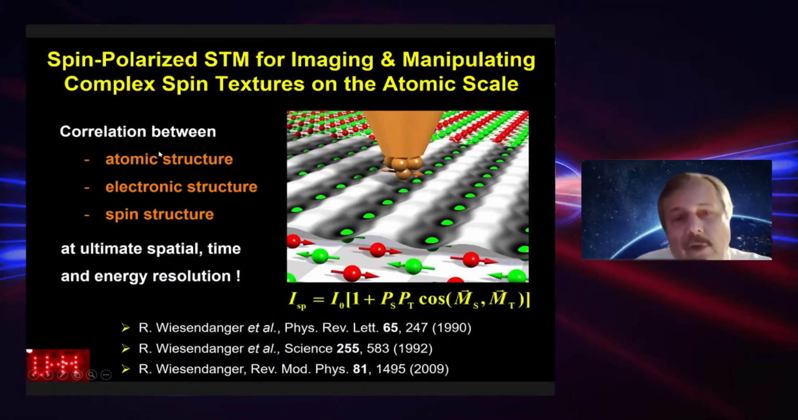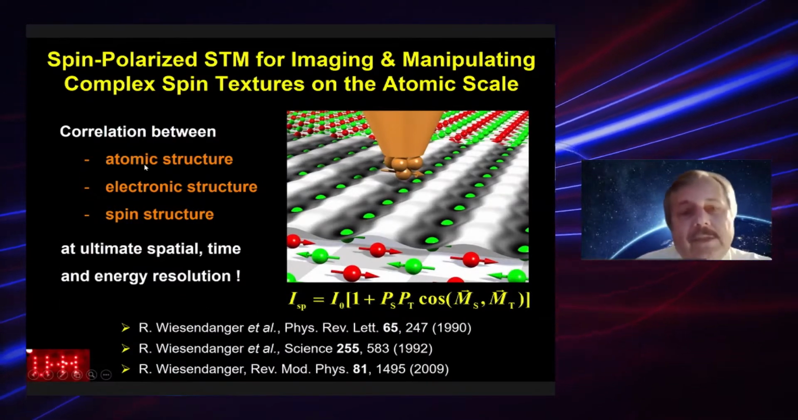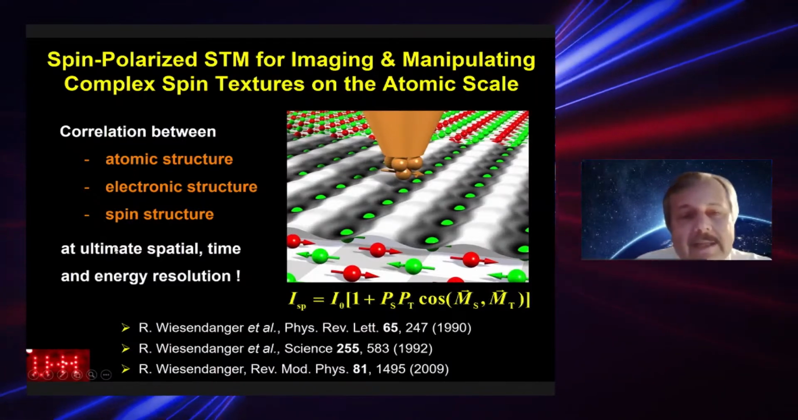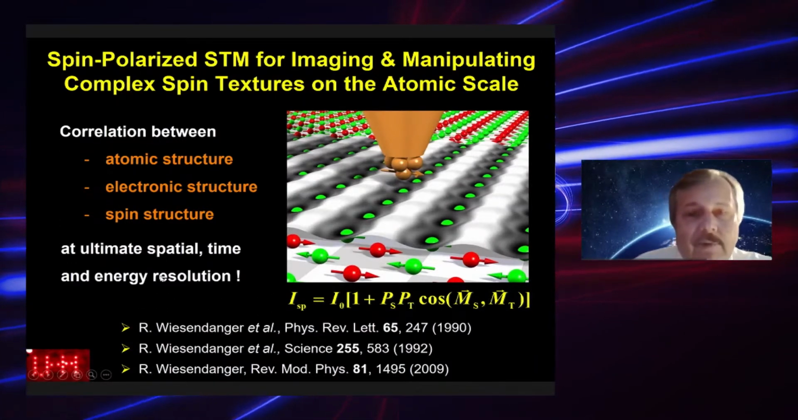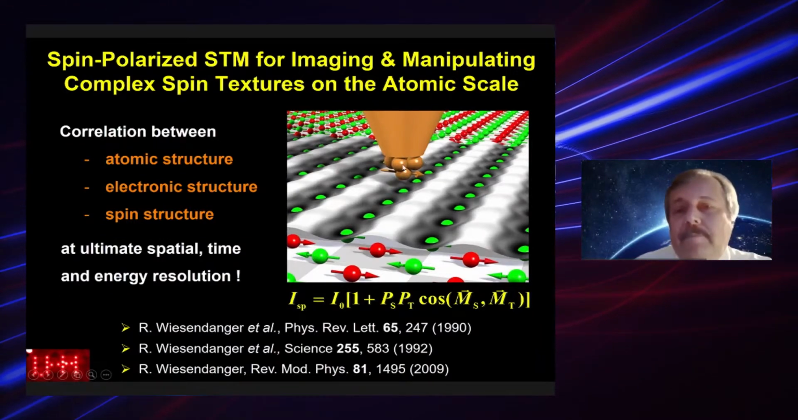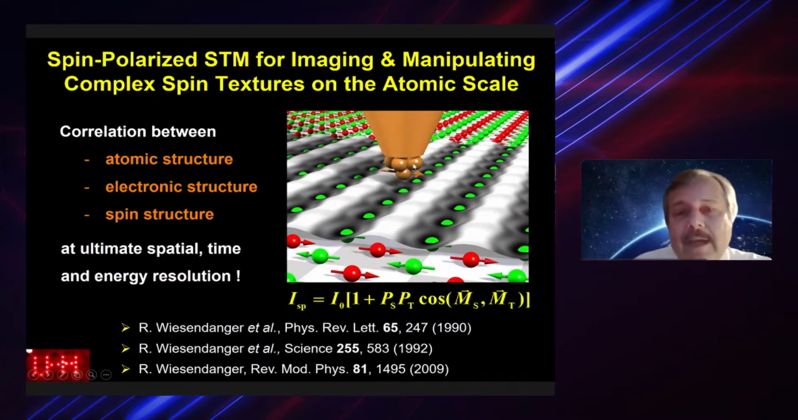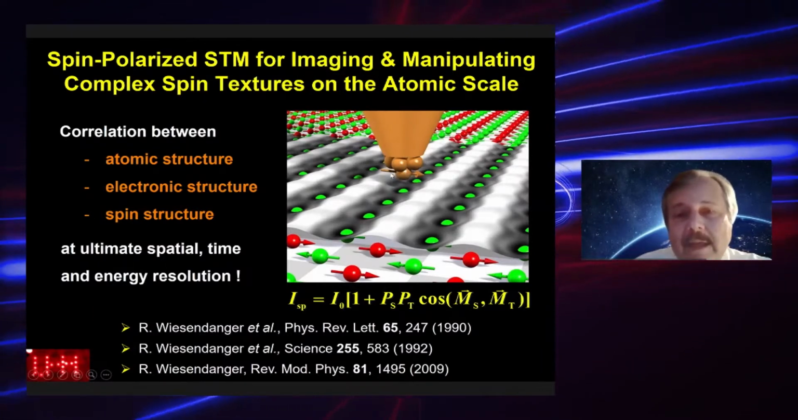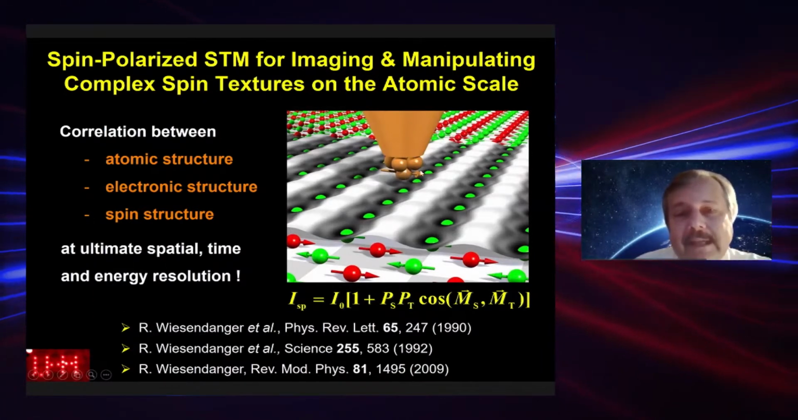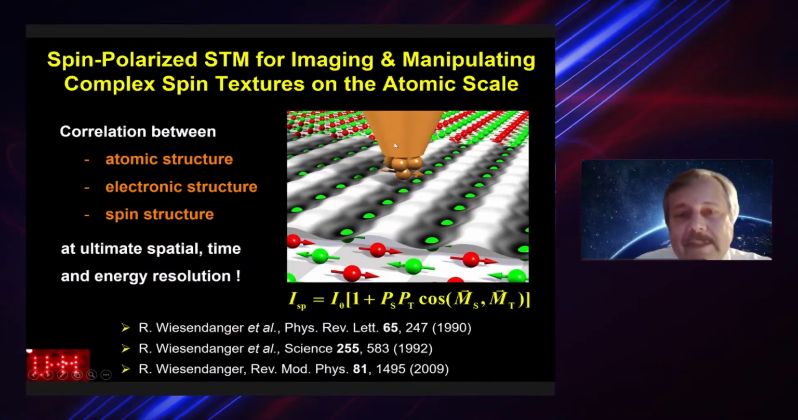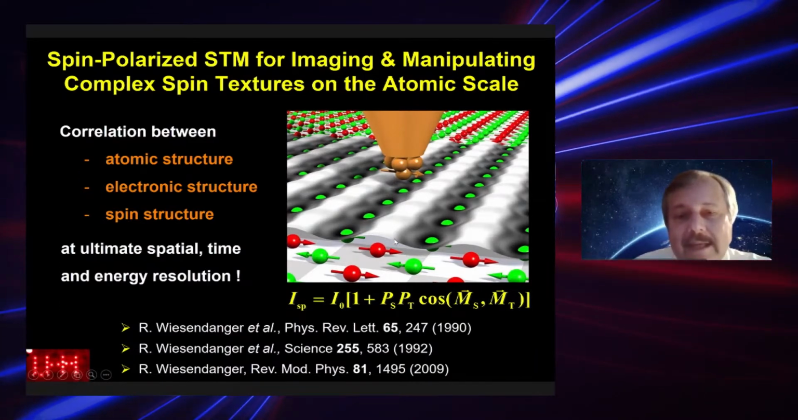This basically correlates the atomic-scale structure, the local electronic structure, and the spin structure at ultimate spatial and energy resolution. And the basic idea is that you functionalize a probe tip in STM with a magnetic cluster or magnetic coating or even a single magnetic atom with a very well-defined spin state. And then you look for the spin-resolved electron tunneling between this magnetic tip and your magnetic substrate.